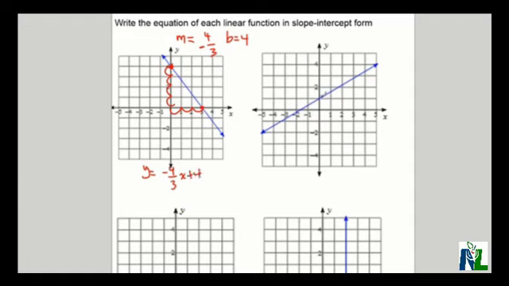We're looking at the next line. We have the slope is positive and our rise is 1, 2, 3. The run is 1, 2, 3, 4, 5. 3/5 is our slope. And our y-intercept is 1. So the equation of the line in this graph is y equals 3/5 x plus 1.